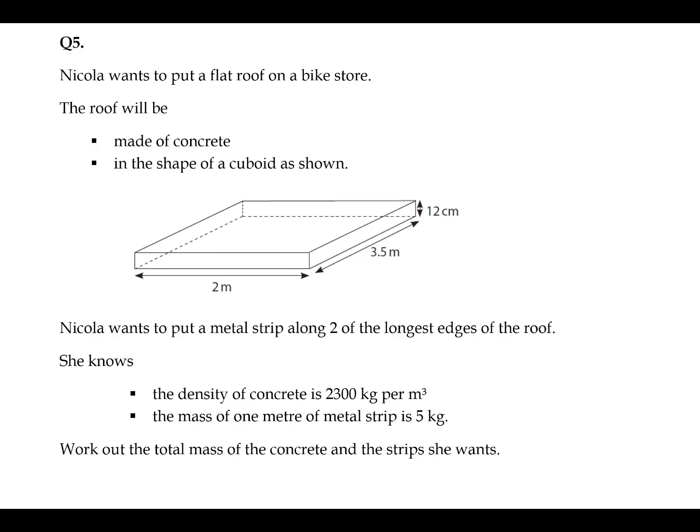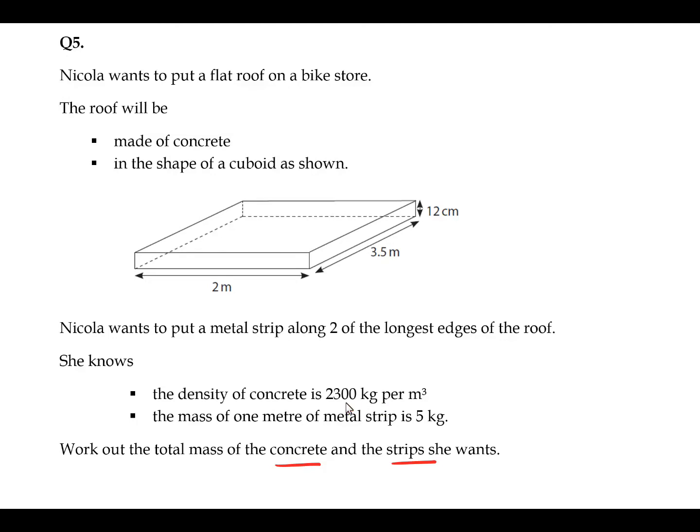Question 5. Nicola wants to put a flat roof onto a bike store. The roof will be made of concrete and in the shape of a cuboid as shown. Nicola wants to put a metal strip along the side of the longest edge of the roof. She knows the density of the concrete is this and the mass of 1 meter of metal strip is that. Work out the total mass of the concrete and the strips that she wants.